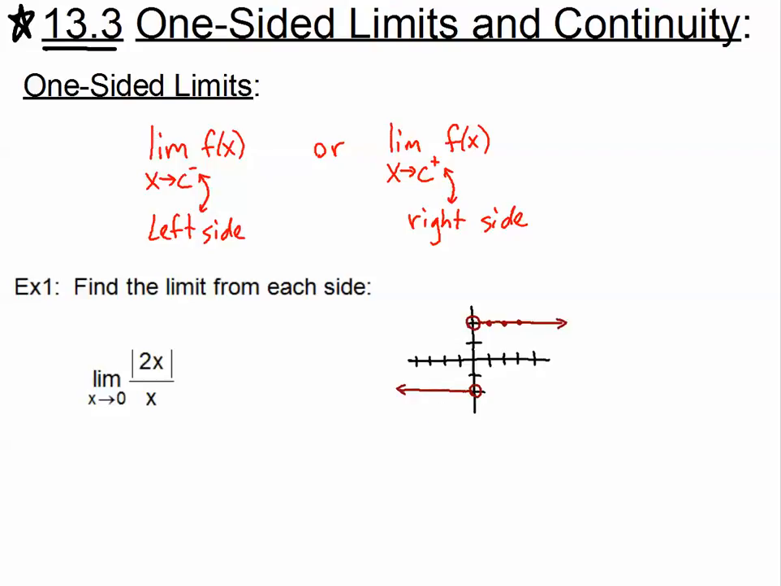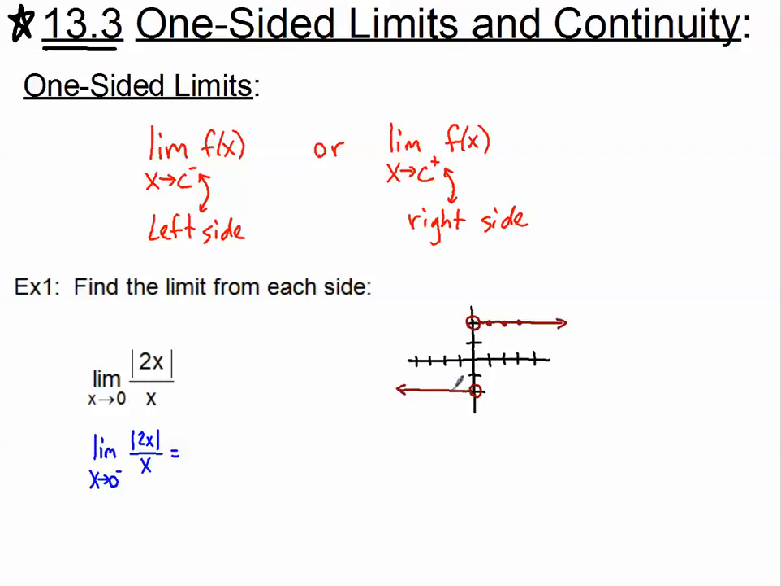And I'm talking about one-sided limits. It says find the limit from each side. So I've got two different symbols that I'm looking for. The limit as x approaches 0 from the left side of this absolute value of 2x over x. Let's talk about that. So this means the left side of 0. So let's get to 0, and then let's get on the left side of 0 and start getting closer and closer and closer to 0 from the left side.